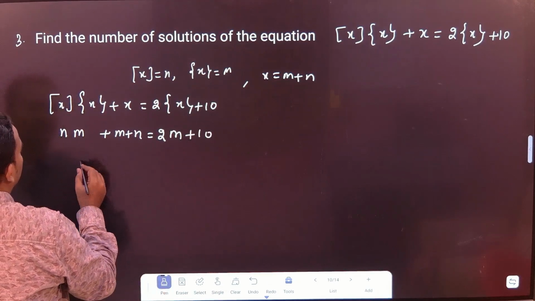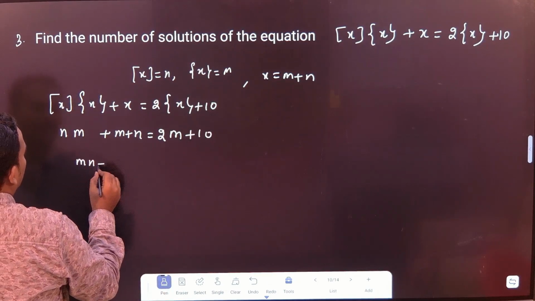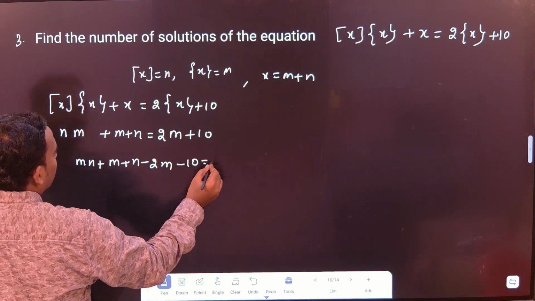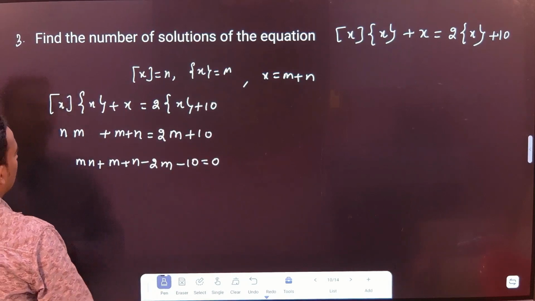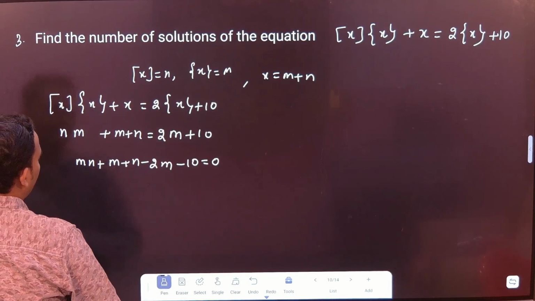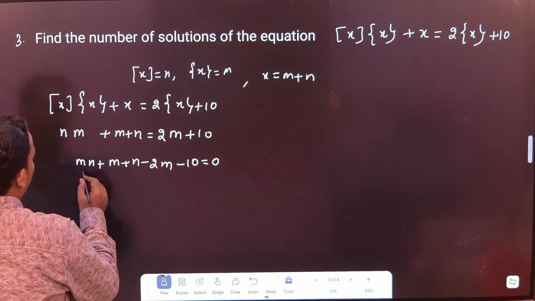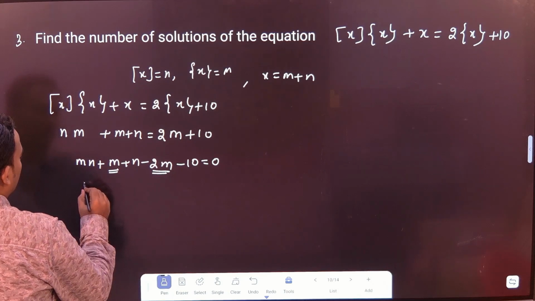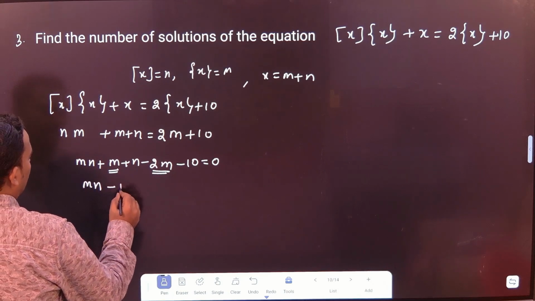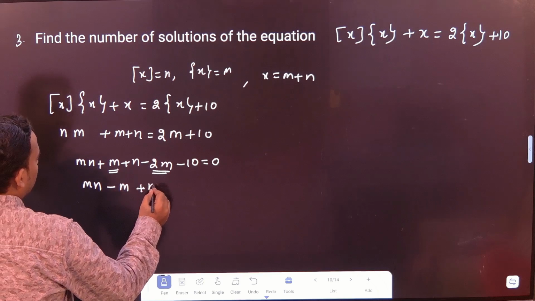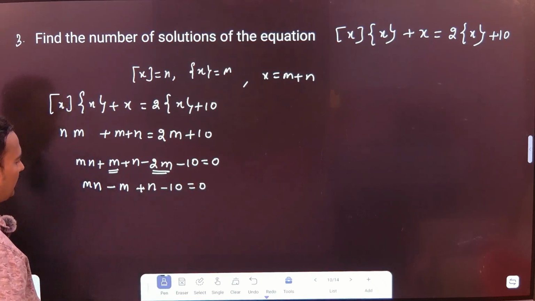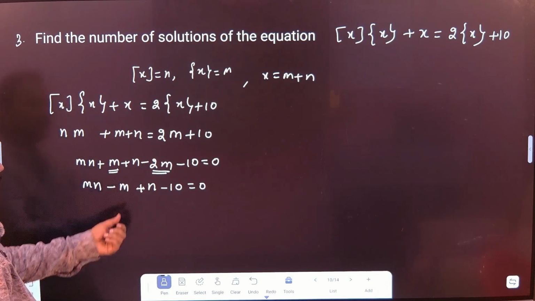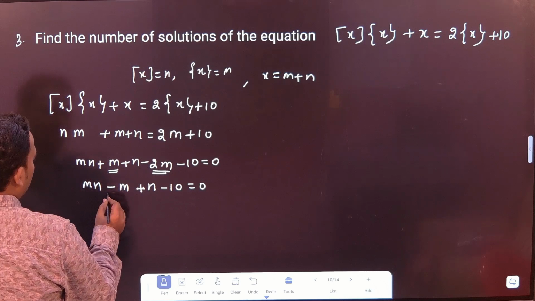You can simplify this. You can see this is mn plus m plus n minus 2m minus 10 equal to 0, right? You can see, so here minus 2m is there, right? So what is that? mn minus m plus n minus 10 equal to 0. Clear? So m minus 2m, clear? m minus 2m is minus m only. You can see here, student.